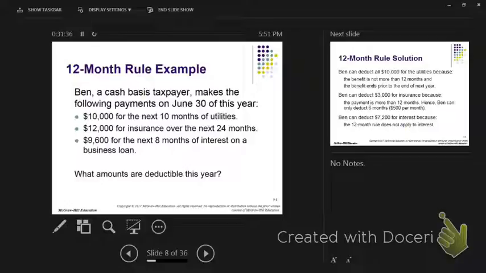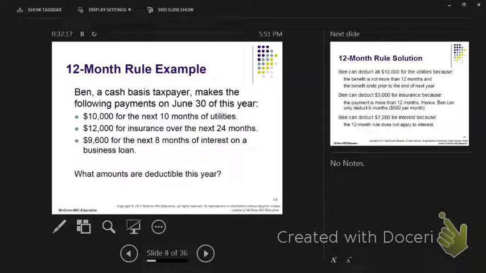So what can he deduct, if anything, of the $10,000? It's $10,000 of utilities. Okay. Now, what did we say we could do with expenses if they were deductible in the next year? We said they could take all of it, right? So he can take all of the $10,000 in this year, as long as they were deductible in the next calendar year. What about the $12,000 for insurance?